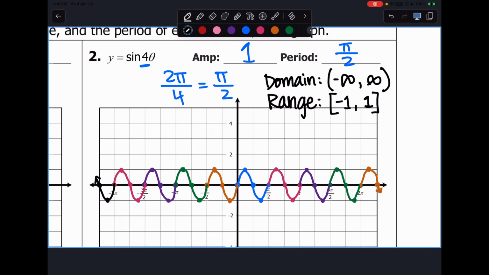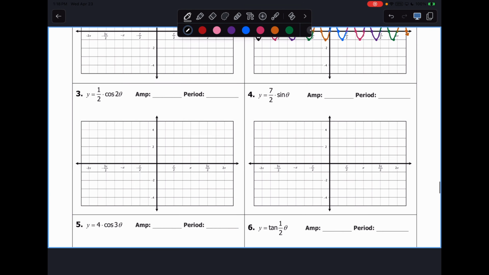Cosine. All right, I'm going over cosine. You ready? It's not an S shape. It's going to be like a bowl shape. Okay? It's going to be like this, right? Like a C, like a stretched out C. So amplitude is half. Period is going to be 2 pi divided by 2. What's 2 pi divided by 2?